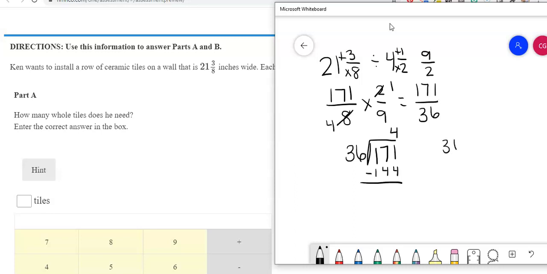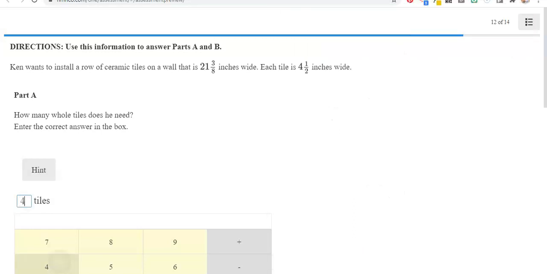Guys, if you need to go on the side and do some work like that, do that. I've already solved these problems, so I have all that work down on my work papers that I have in my book. So I'm doing 171, and I'm going to subtract it from 144. 11 minus 4 is 7. And 6 minus 4 is 2. So we get 4, remainder 27. Now, it says how many whole tiles, and if I look over here, I have 4 whole tiles. So I'm going to type that into 4.